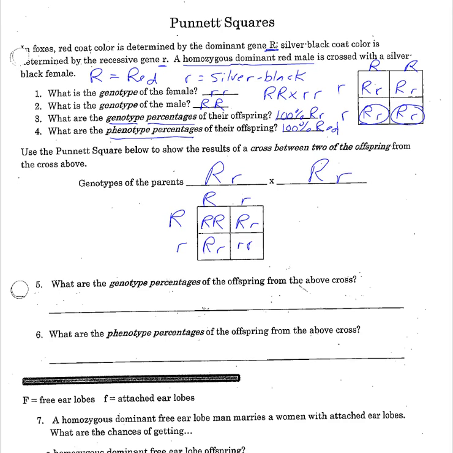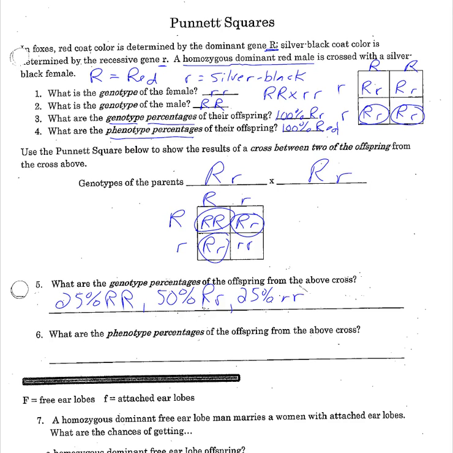So what are the genotype percentages of the offspring from the above cross? Since we have 3 different genotypes, we're going to list all of them, and we want to list them as percentages. There's a 25% chance of producing a genotype big R, big R. There is a 2 out of 4 chance, or a 50% chance of producing a heterozygote, which is big R, little r, and then there's a 25% chance of producing a lowercase r and a lowercase r.